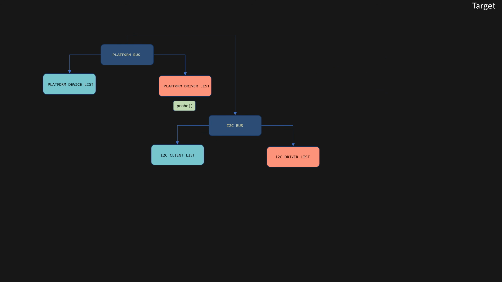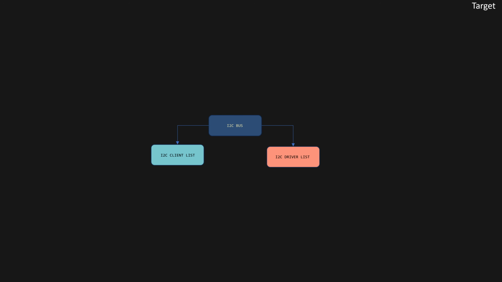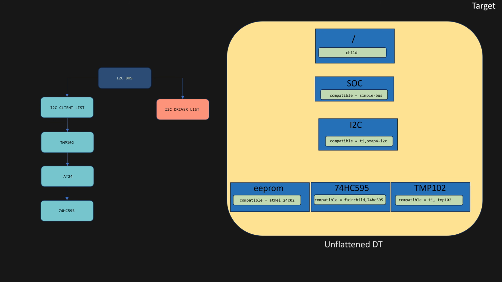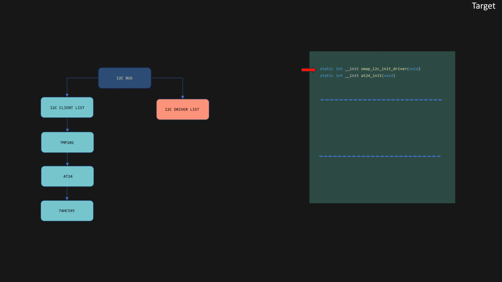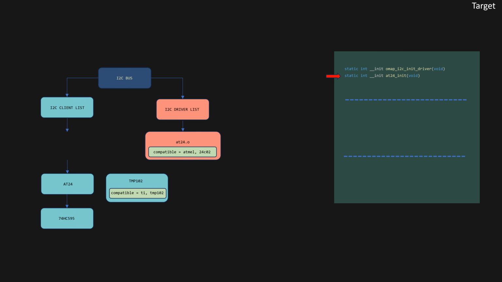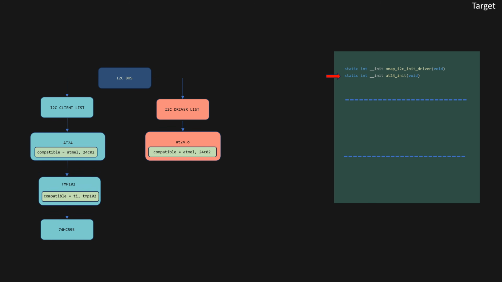Once initialized, the I2C bus is exposed to the Linux device model by registering an I2C adapter. The I2C core can then instantiate the child devices described in the device tree as I2C clients. The matching method is identical to what I described previously. The kernel compares the strings in the compatible fields of the driver and the device. If they match, the driver is bound to the device.